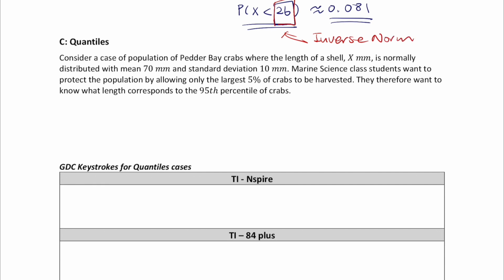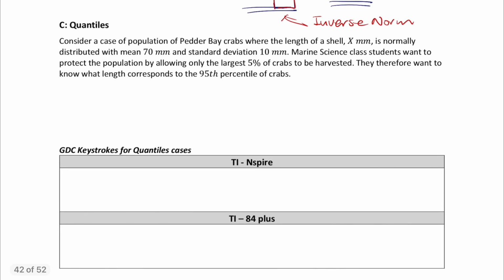Okay? So the keystroke to use the inverse norm is the same for the TI Nspire and TI-84, but you still do second. You go DISTR distribution, and you click on number 3, inverse norm.